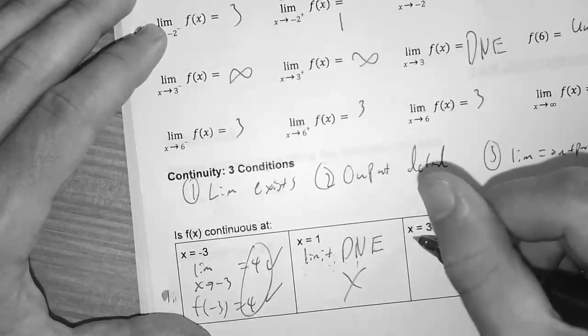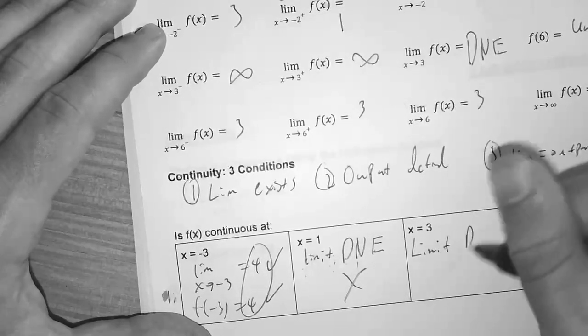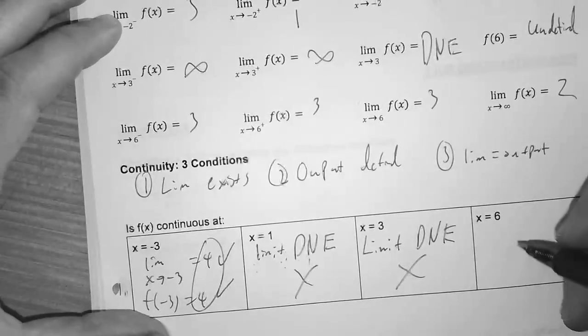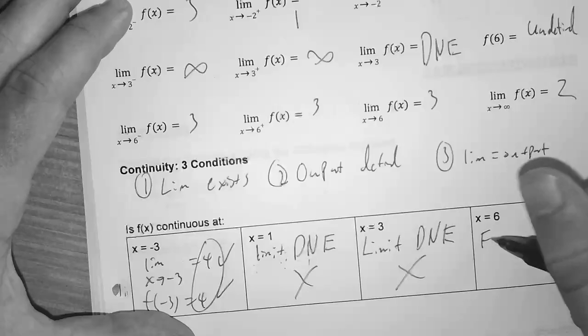At x equals 3, the limit does not exist. So it's a no. At x equals 6, the function is not defined. It's a no.